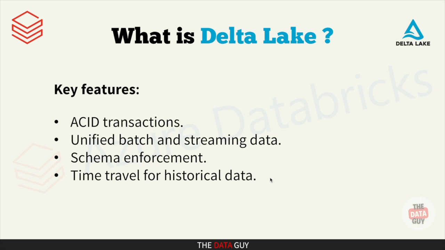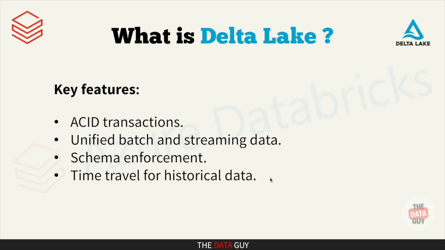Second one is unified batch and streaming. Handling batch and streaming data separately can get messy. Delta Lake unifies them. You can process streaming data in real time and use the same data pipeline for batch operations. This saves time and simplifies workflows. Third one is schema enforcement and evolution. Managing data schemas can be a nightmare. Delta Lake enforces schema consistency on writes, ensuring your data structure stays clean. Plus, it supports schema evolution. So, as your data changes over time, Delta adapts to it effortlessly.